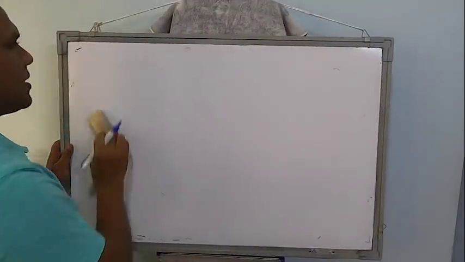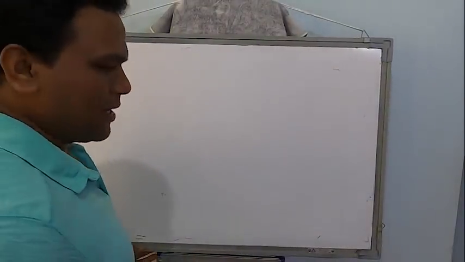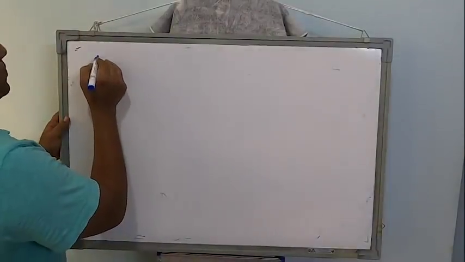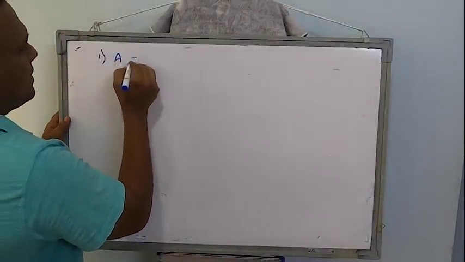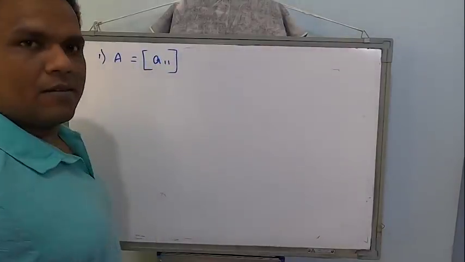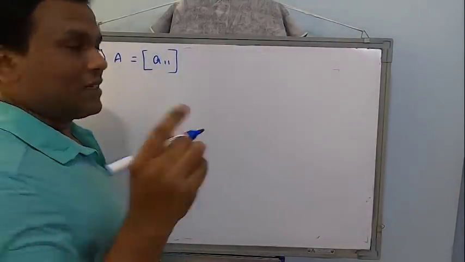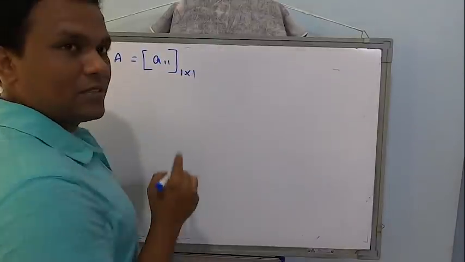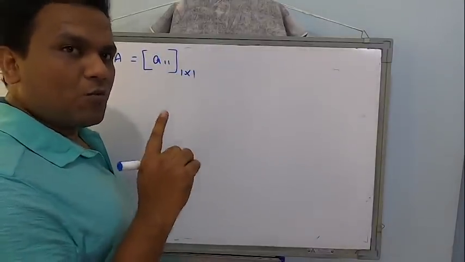Given a square matrix, how to find its determinant? Let me explain this. First, let's consider a square matrix of order 1 by 1.